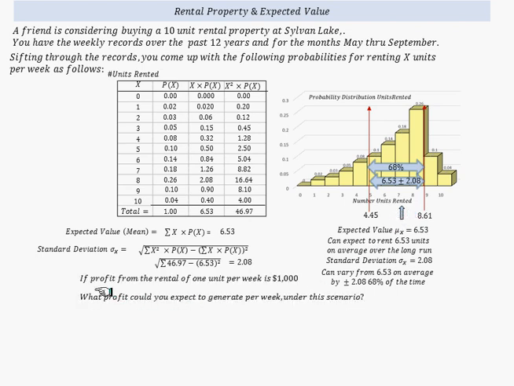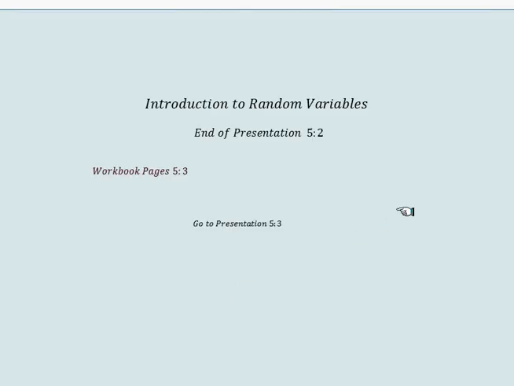And so if our profit from rental of 1 unit per week is $1,000, what profit can we expect to generate under this scenario? Of course, it is $6,530.